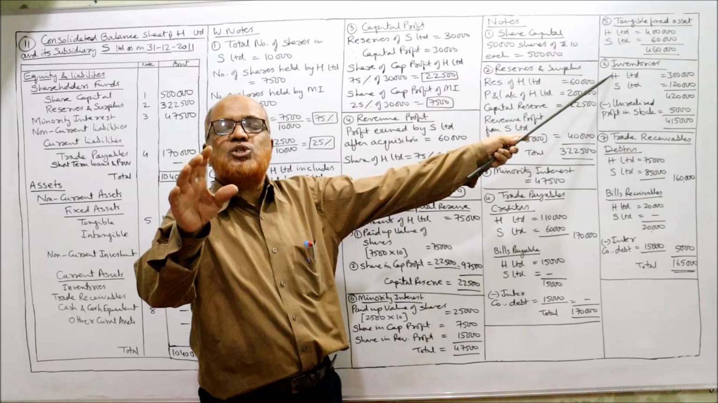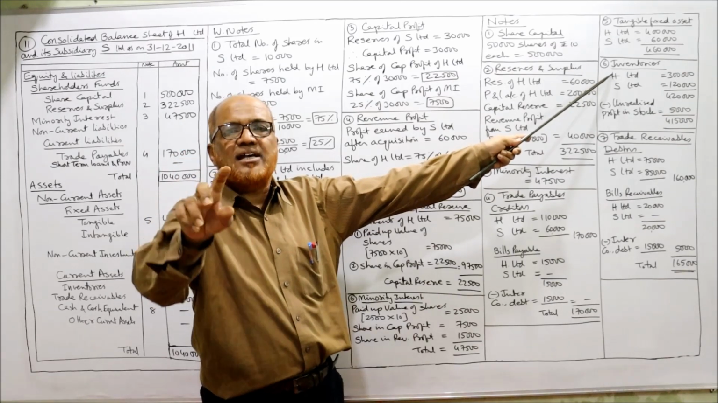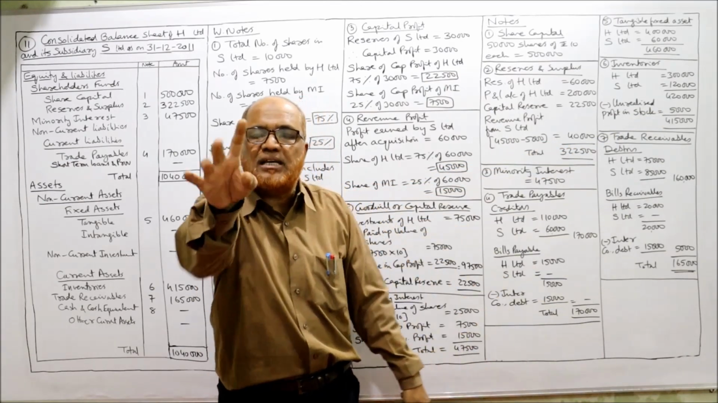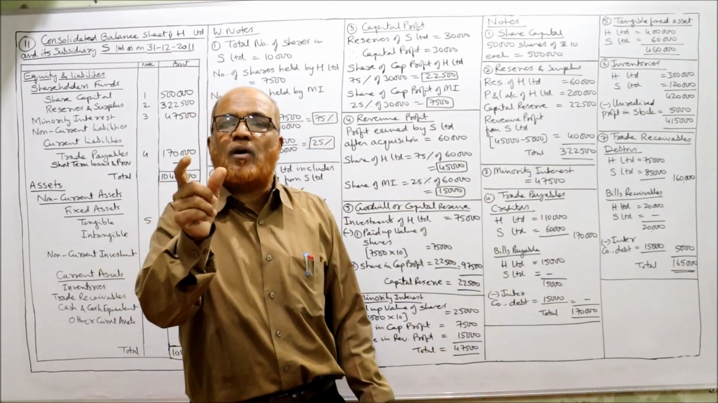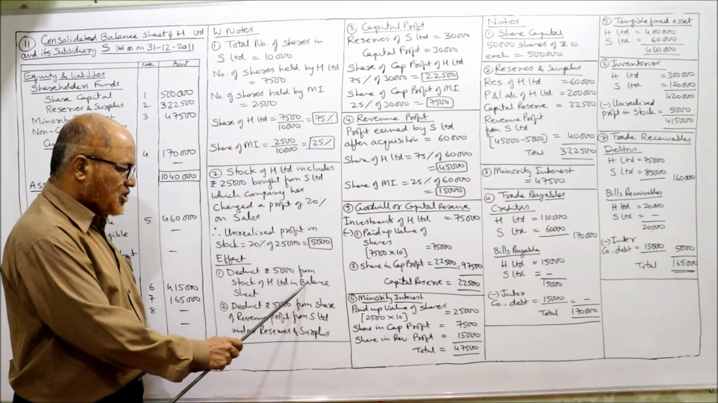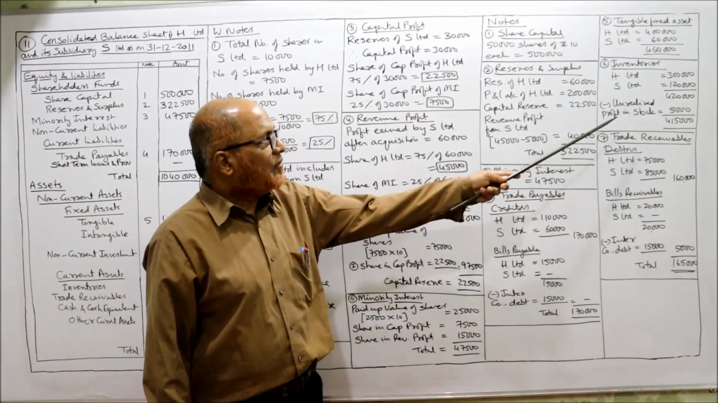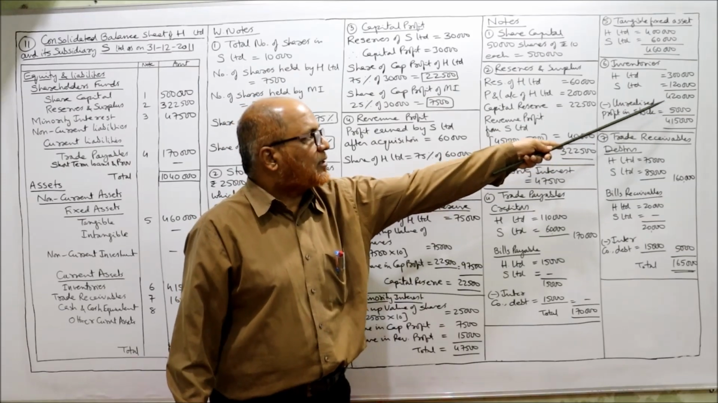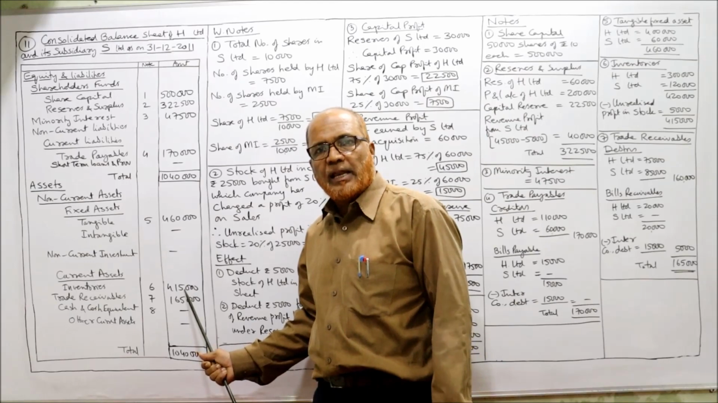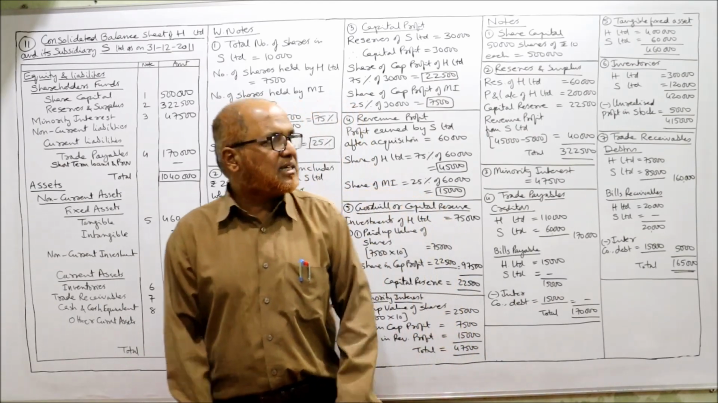Inventories, we add up the stock of both H Limited and S Limited, 4,20,000, minus the unrealized profit in stock. Here I have given: deduct 5,000 rupees from the stock of H Limited in the balance sheet. So 5,000 rupees of stock we have to deduct. So 420 minus 5, 415. Take 4,15,000.